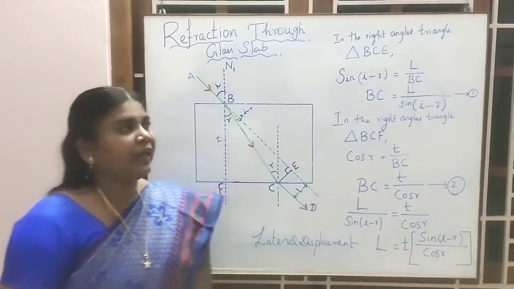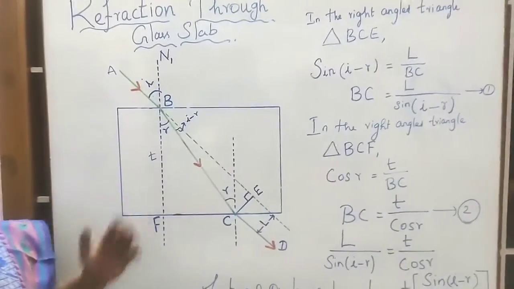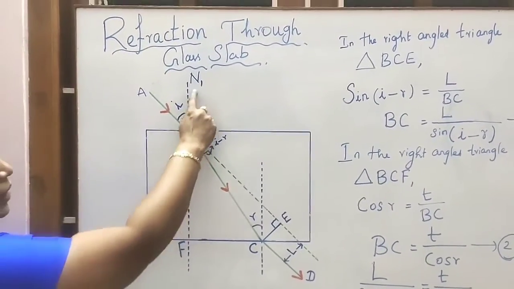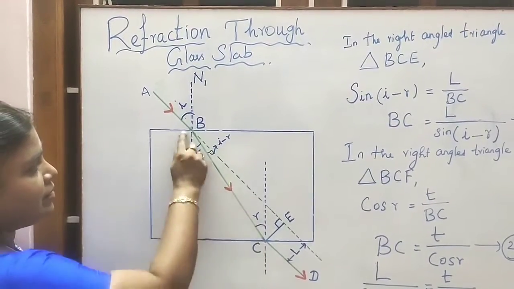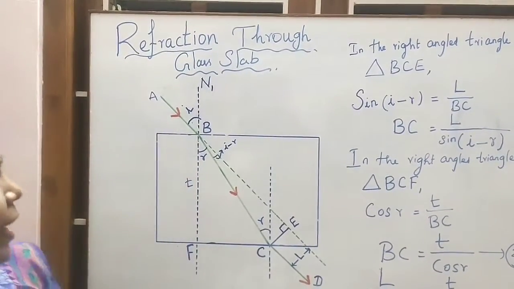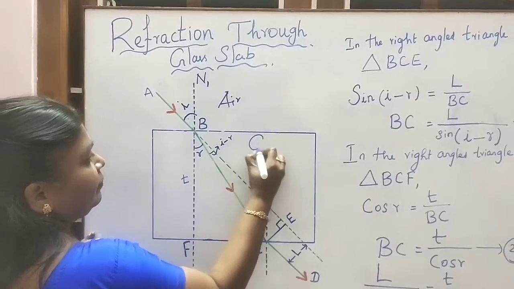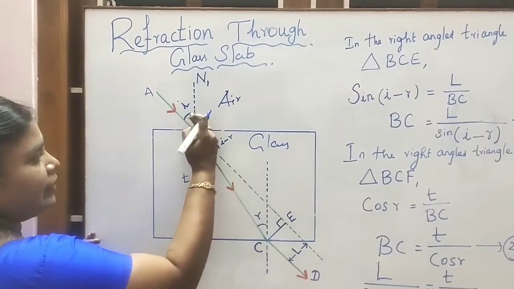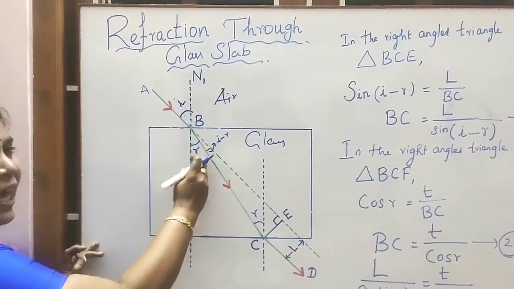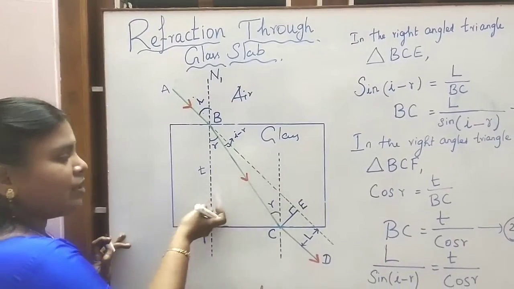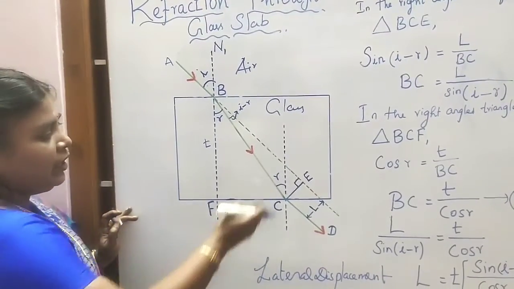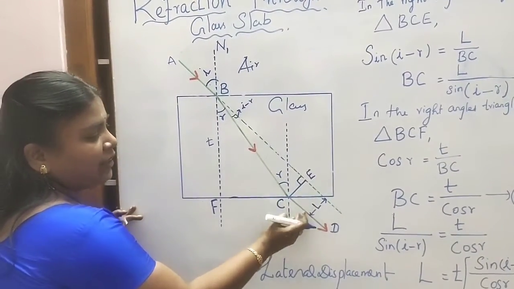Okay, now let us come to the topic: refraction through a glass slab. Here two refractions take place at the refracting surfaces. Let us consider this is normal N1 and these are the two refracting surfaces. Here the light enters from air to glass medium. So this is the air medium, this is the glass medium. When it enters from air to glass, it gets refracted. Since it goes from rarer to denser medium, the light gets refracted towards the normal. When it travels from glass to air medium, it gets refracted away from the normal.